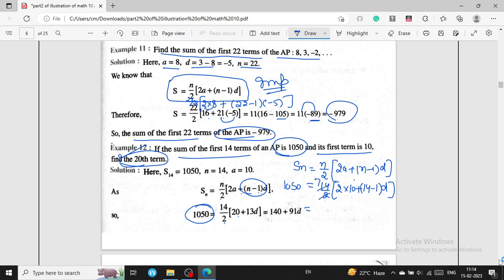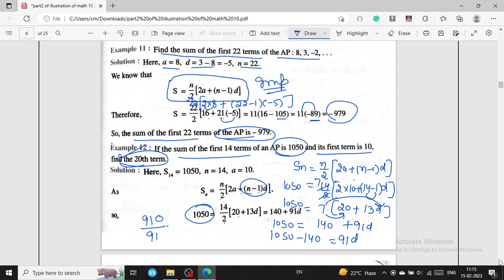2 sevens are 14, 2 tens are 20, plus 14 minus 1 is 13 d, and here we will write 1050. 1050 is equal to 140 plus 13 sevens are 91 d. 1050 minus 140 is equal to 91 d, that is 910 over 91 is equal to d. 91 tens are 910. You can say 10 is the common difference.